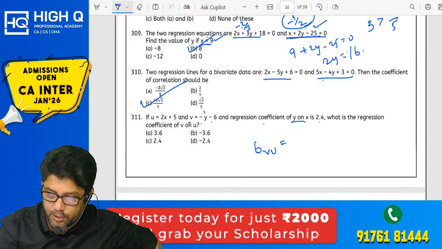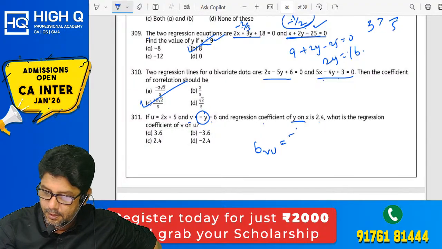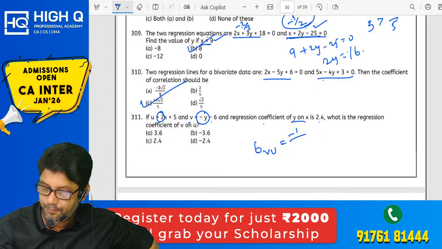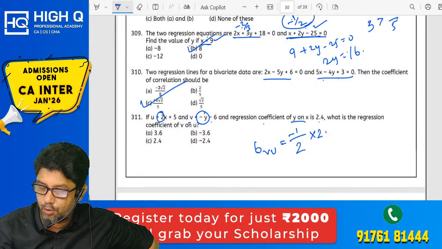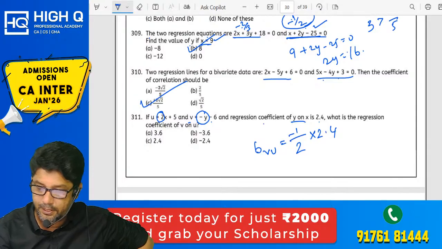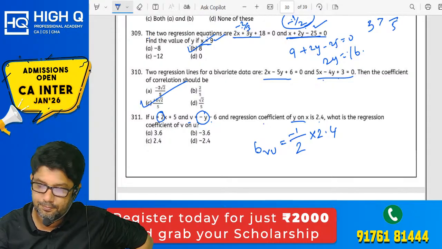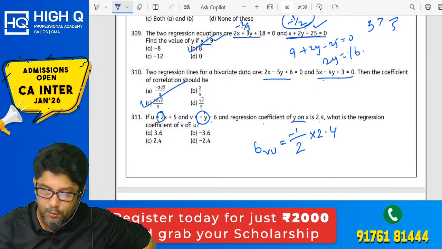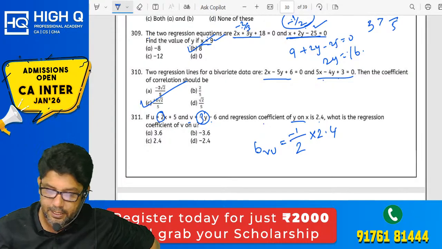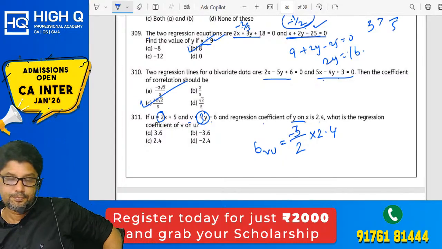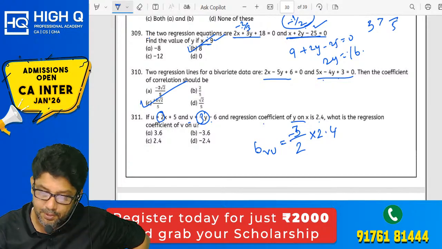First, what is the coefficient of y? Write it in the numerator, divided by, what is the coefficient of x? Write it in the denominator, into 2.4. So what is the answer, my dear? There is a mistake in the question. It may be minus 3y. It's a textbook question. Now what is the answer? Minus 3.6.